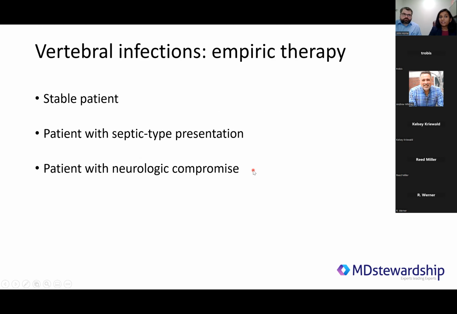So empiric therapy: stable patient, patient with septic-type presentation, and neurological compromise. For a stable patient, wait for and get cultures. Yep. For a septic patient, give broad therapy, and then you can get cultures. Yeah, you want to make sure they live first. Right. Neurological complication, it's just not us, it's ID and the surgeon. Yeah, get neurosurgery involved immediately. And if they do a surgery, we'd ask them to get cultures, but yes.